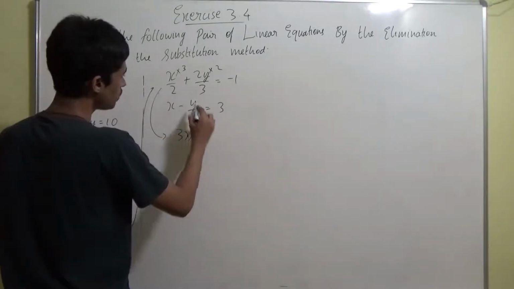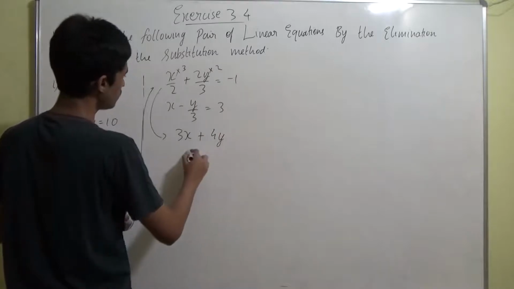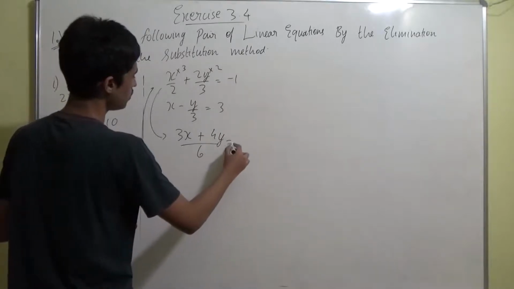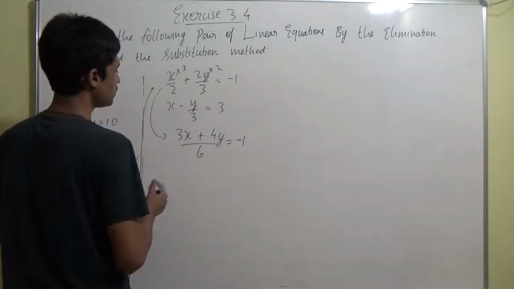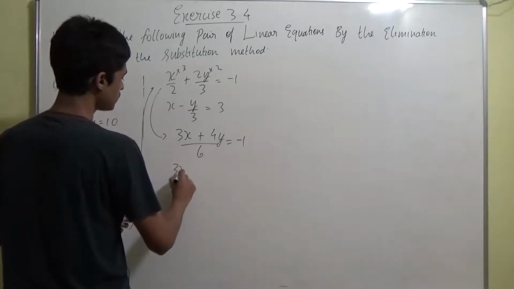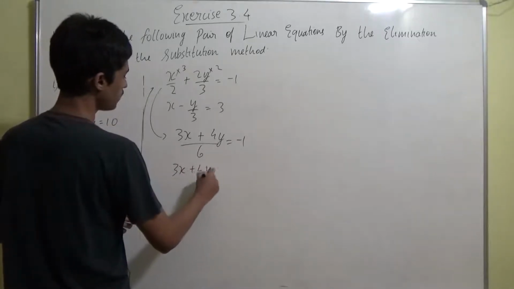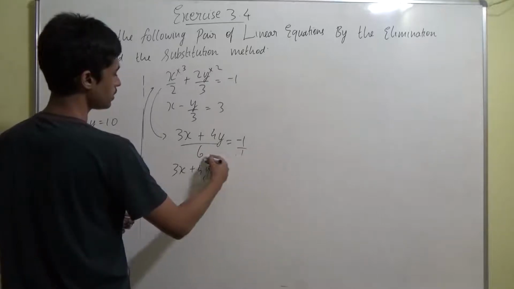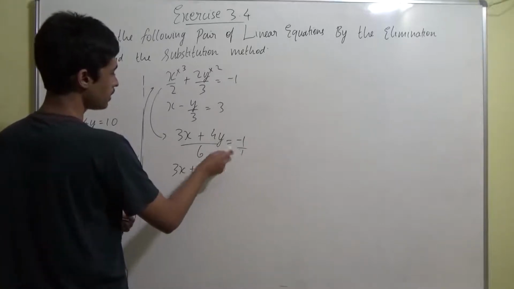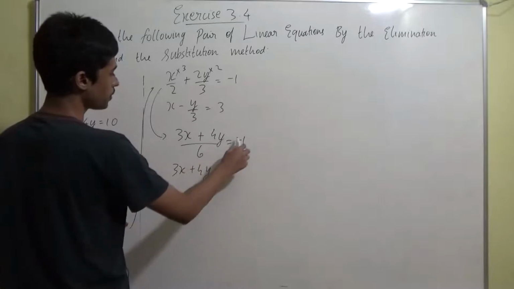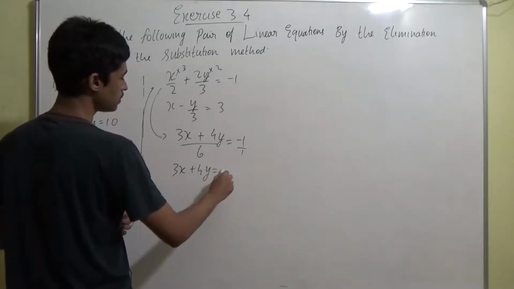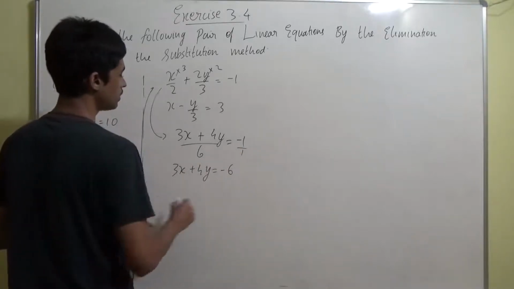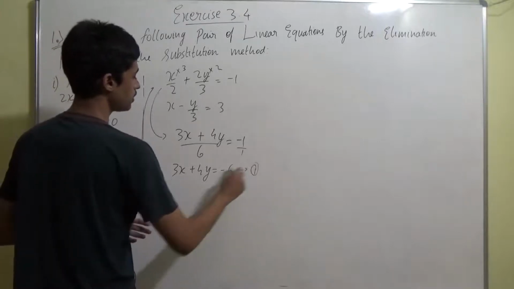3x plus 2y into 2 is 4y, by 6, equal to minus 1, right? Now this will become like 3x plus 4y, you are going to multiply, this is 1 here, you are going to cross multiply, right? 1 into this term gives us this term itself. Now you are going to multiply 6 into minus 1, which will give us minus 6, right? This is the equation 1.